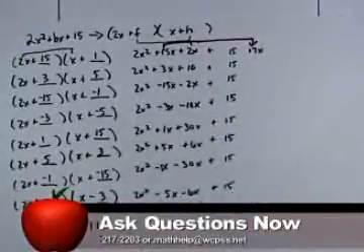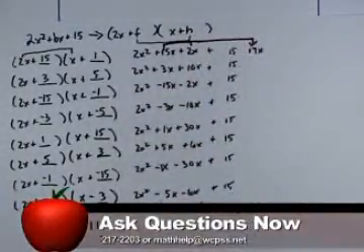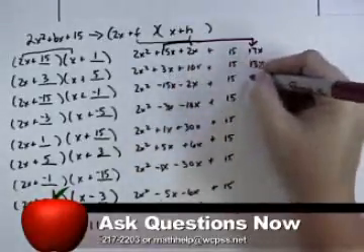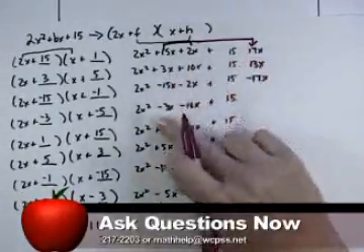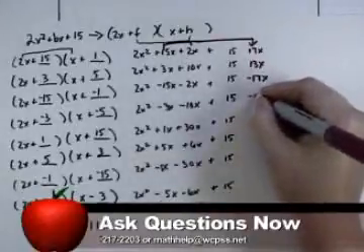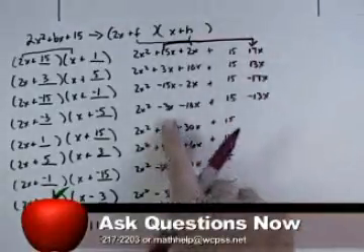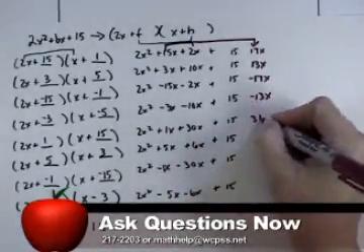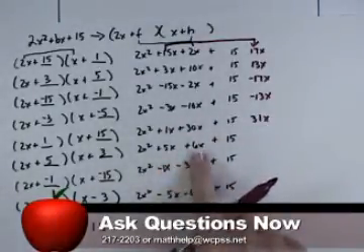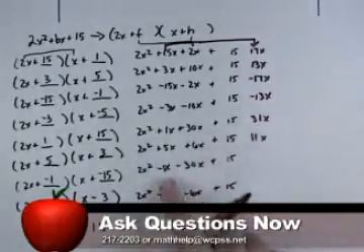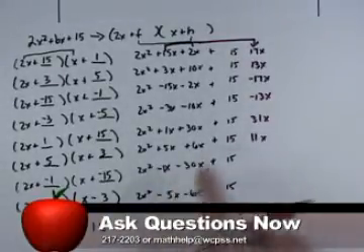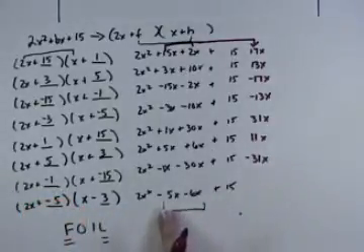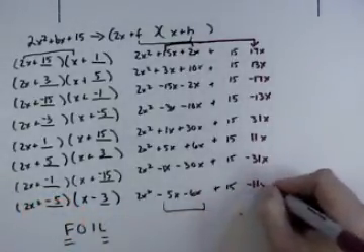3x, oops, typo, plus 10x, otherwise they would be like terms, is 13x. Negative 15x and negative 2x would be negative 17x. Negative 3x and negative 10x would be negative 13x. 1x plus 30x would be 31x. 5x and 6x would be 11x. Negative 1x plus negative 30x would be negative 31x. And finally, negative 5x and negative 6x is negative 11x.